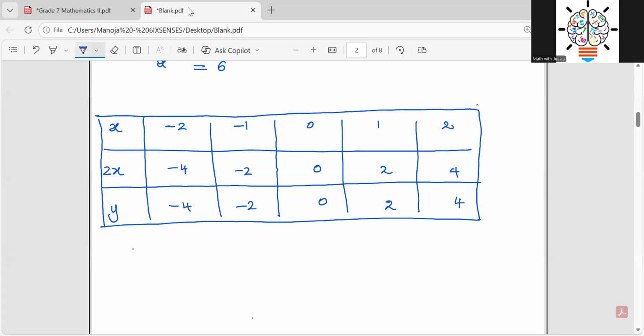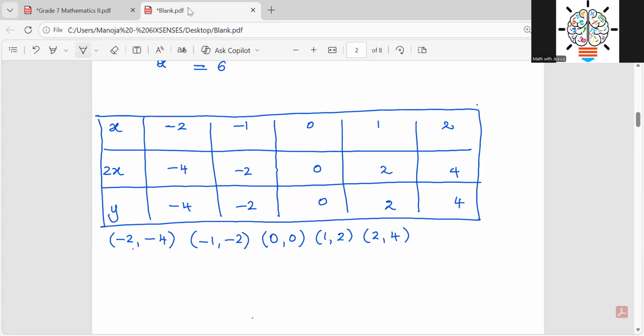Now, below the table, you want to write the coordinates: -2, -4. What is the next coordinate? -1, -2. 0, 0. 1, 2. Then 2, 4. Right? So then that is done.